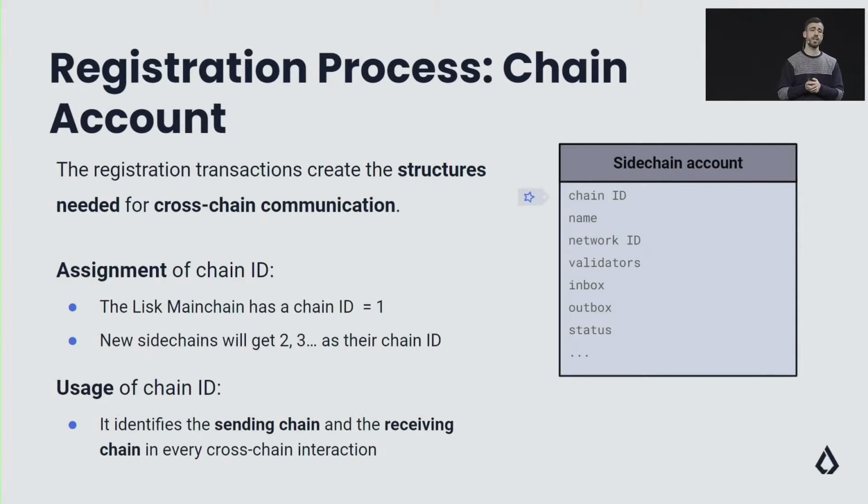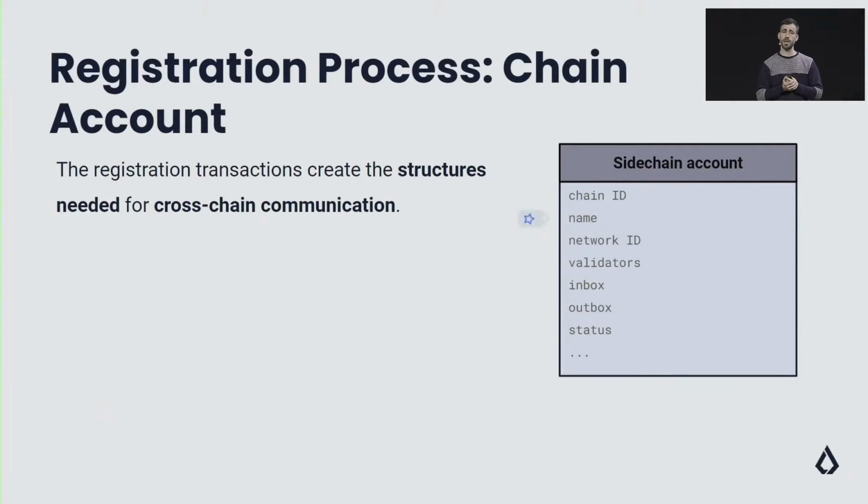Then the usage of this chain ID is very similar to the address for a user account, right? If you want to send something to a certain sidechain, you will use the chain ID of this sidechain to identify the target sidechain. Okay, this is for the chain ID. The name of the sidechain, we saw that as a property in the sidechain registration transaction. Network ID, also computed from that transaction.